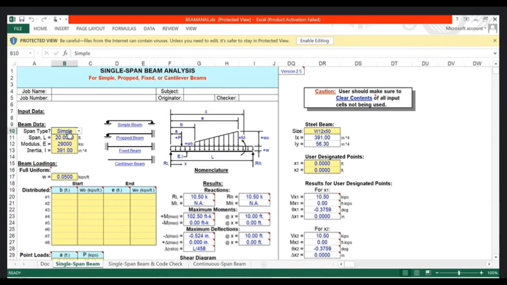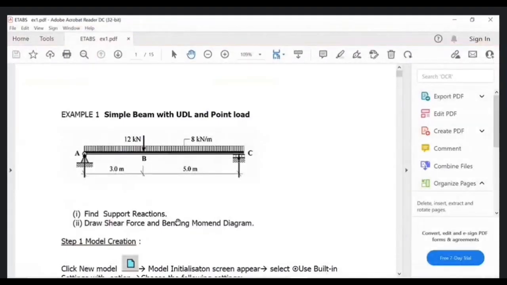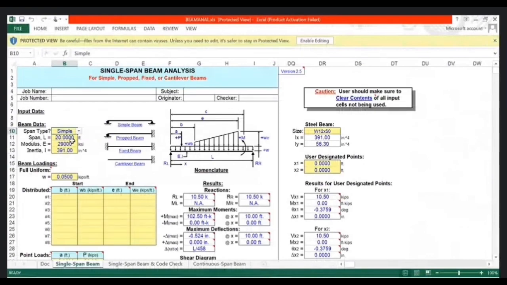Here we can choose the beam span type: simple, prop, fix, or cantilever. I choose the simple beam, since our example is the simply supported beam. And here we can put our span, the modulus of elasticity of the beam, and the inertia of the beam.